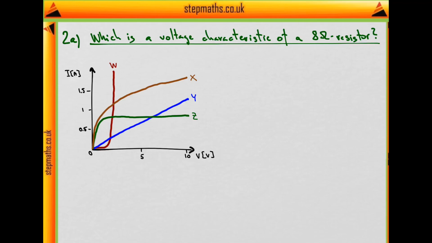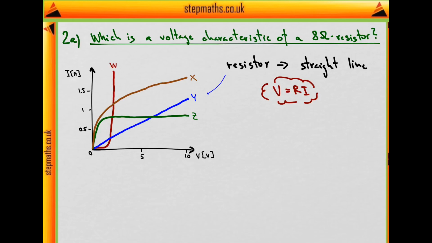So what are the features of a voltage characteristic of a resistor in general? Resistors have straight line voltage characteristics. The resistance is a constant of proportionality between voltage and current, so this should be a straight line, at least for a reasonable range of currents and voltages. Since only Y is a straight line, Y is the voltage characteristic of a resistor, and answer C was the correct one.